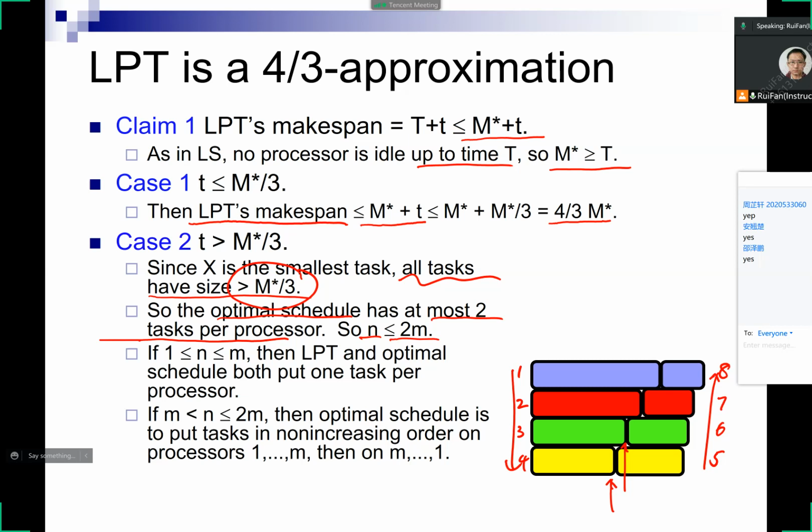All right, so what we proved is that if the final job is small, then we automatically get this 4/3 approximation. And if the final job is large, then LPT and optimal behave exactly the same way, and so LPT is optimal in that case. Therefore, we've shown that LPT is a 4/3 approximation. Any questions about this?